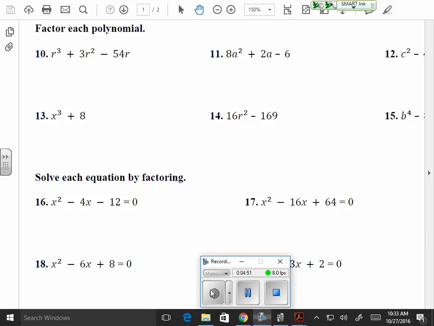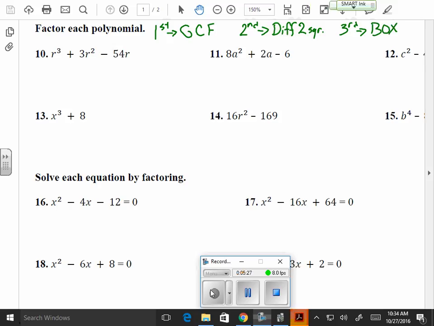Numbers 10 through 15, we're asked to factor each polynomial. When we're factoring, first thing we need to look for is a greatest common factor. If there is one, we'll divide it out. Second thing to look for is, is it a difference of two squares? And if it's not, the third thing we'll do is we'll try to factor using the box method.